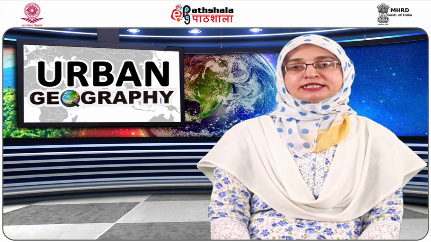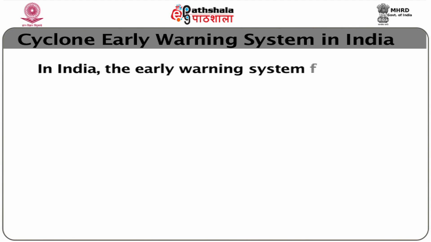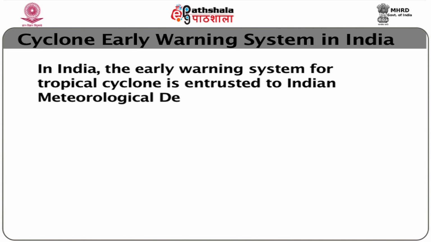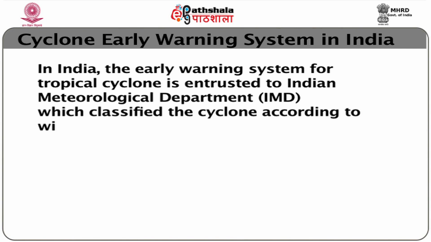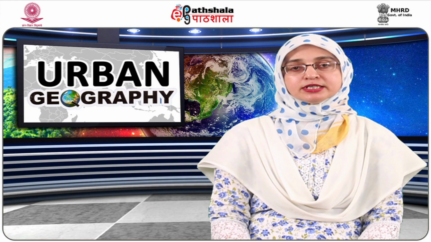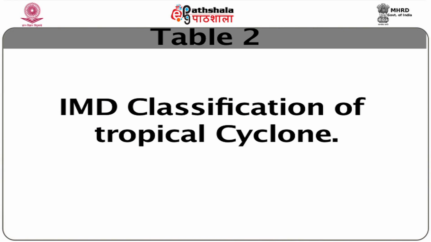Cyclone Early Warning System in India. In India, the early warning system for tropical cyclone is entrusted to the Indian Meteorological Department, that is IMD, which classifies the cyclone according to wind speed. This classification is given in Table 2. Table 2 shows the IMD classification of tropical cyclone.